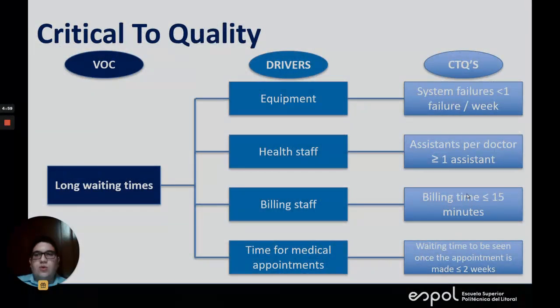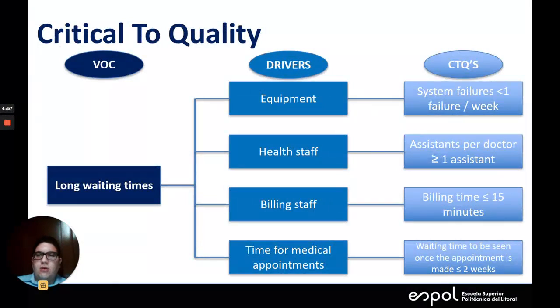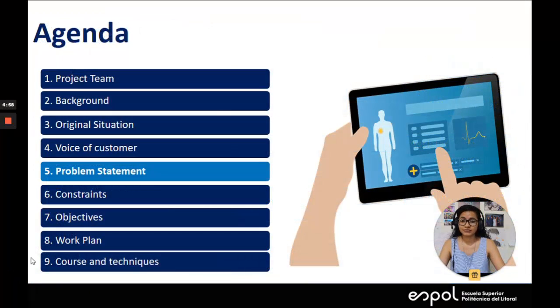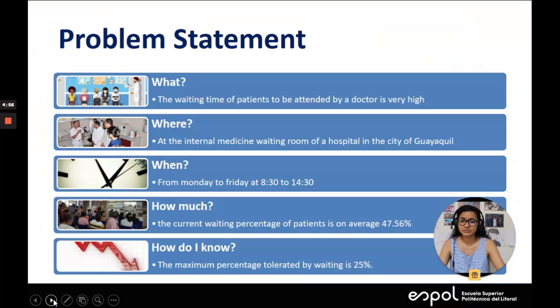In the critical to quality, we have analyzed the voice of the customer, and the problem in this hospital is the long waiting times. The drivers of these mishaps are the equipment, health staff, billing staff, and times for medical appointments. And these measures are system failures, assistance per doctor, billing times, and waiting time to be seen once an appointment is made. So following with the agenda, we have the problem statement.